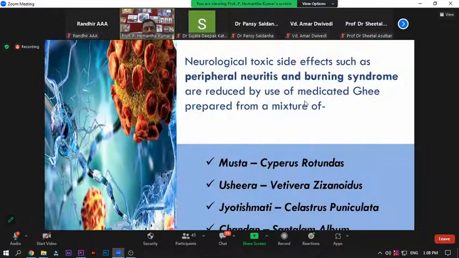And neurological toxic side effects such as peripheral neuritis and burning syndrome are reduced with medicated ghee, especially prepared with a mixture of Musta, Usira, Jyotishmati and Chandan.